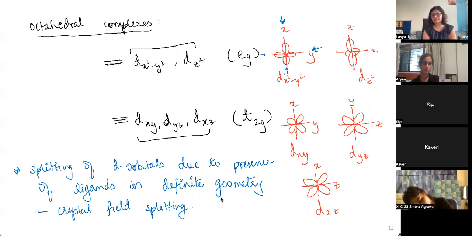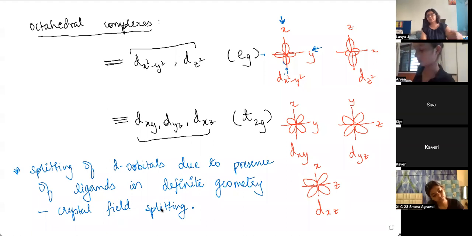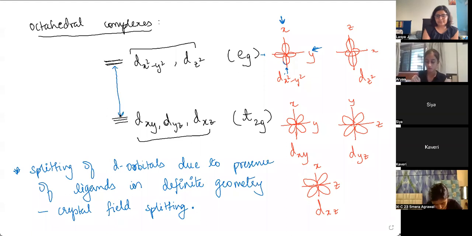Just summarizing whatever we studied: splitting is happening in the d orbitals. Why or how is it happening? Because ligands are approaching at very specific points. So splitting of d orbitals due to the presence of ligands in definite geometry is called crystal field splitting. This difference in energy is denoted by delta naught.